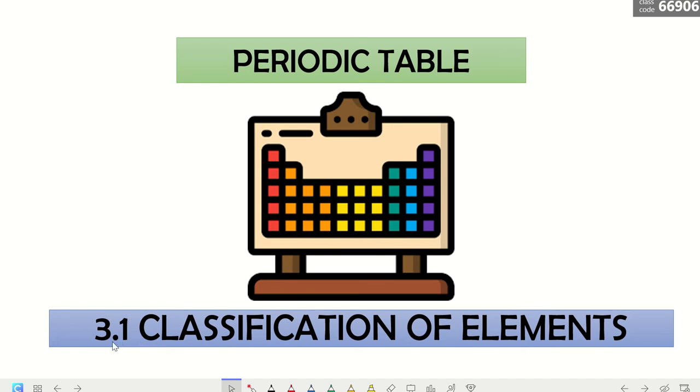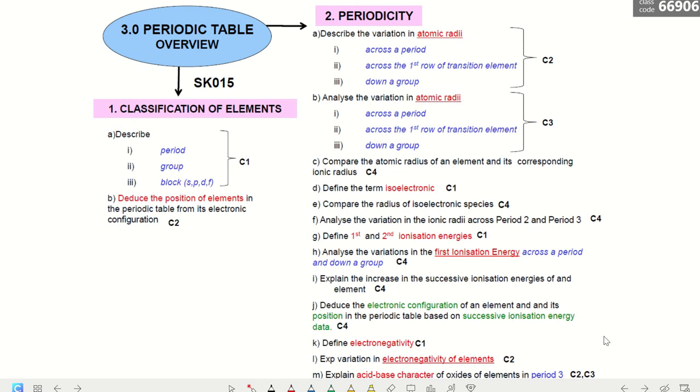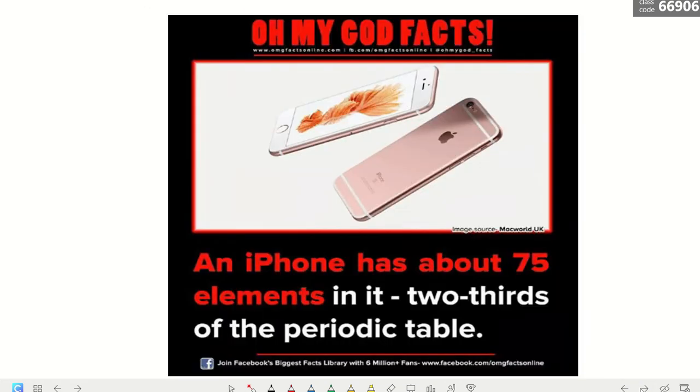So today we are going to learn about the periodic table. This is chapter 3. 3.1 is classification of elements. Here are the learning outcomes. For 3.1, we are going to describe period, group, and block, which has 4 blocks, and then we are going to deduce the position of elements in the periodic table from its electronic configuration.